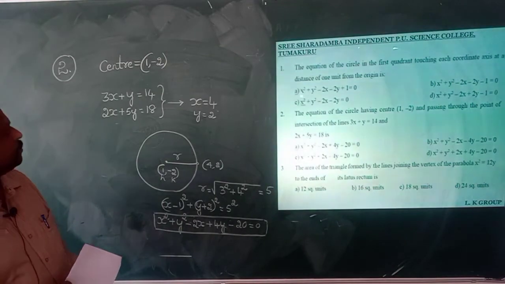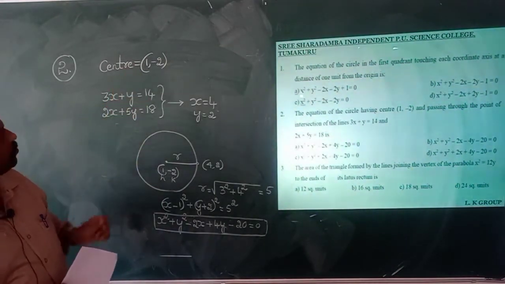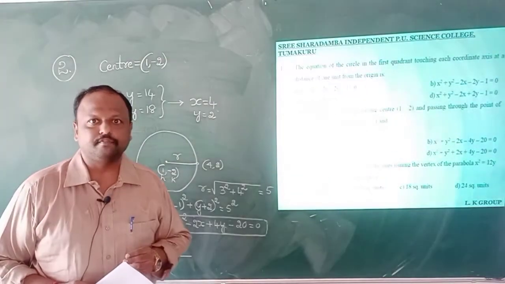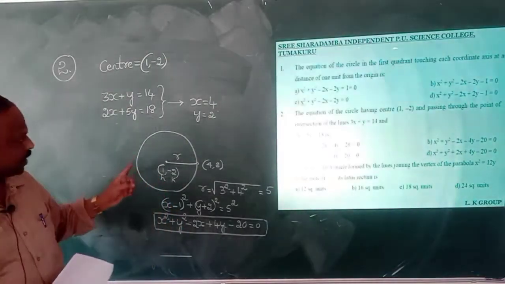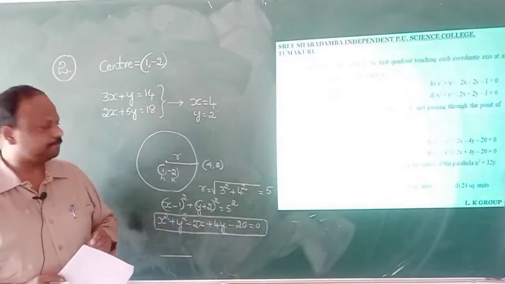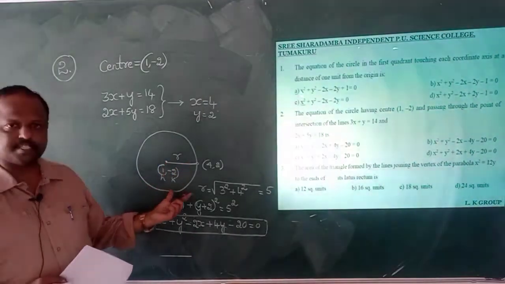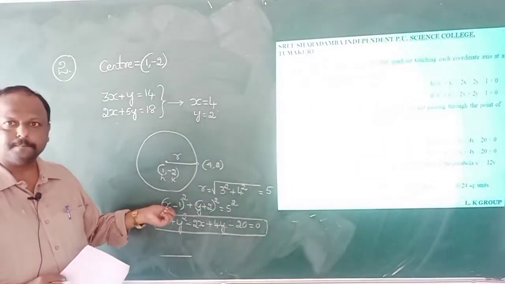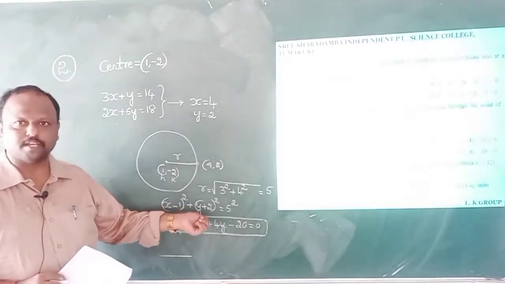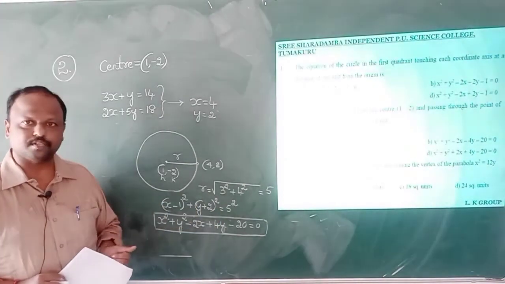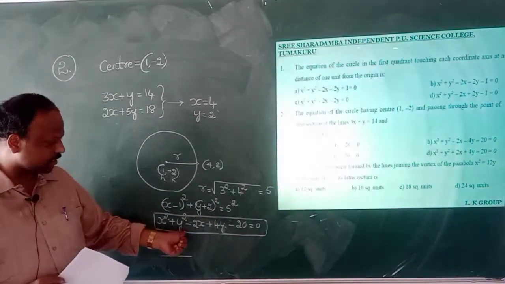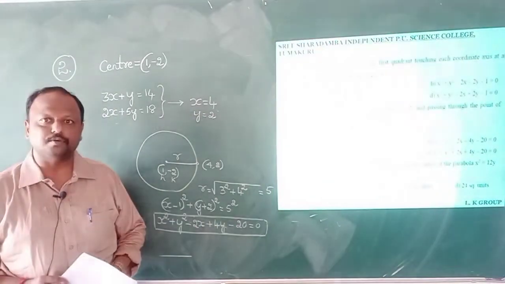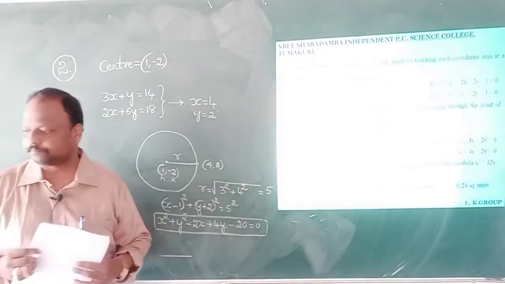So here the very important thing is that the center is known, and the point of intersection of two lines. Find out the point of intersection of the two lines, that is 4 comma 2. Find out the radius using the distance formula. So finally x minus h whole square plus y minus k whole square is equal to r square. So you will get x square plus y square minus 2x plus 4y minus 20 is equal to 0. Option A is the answer.